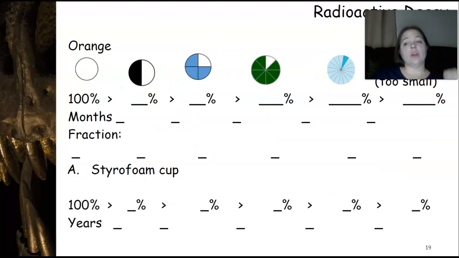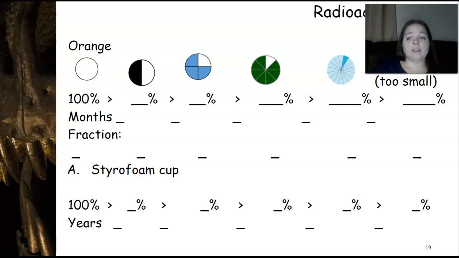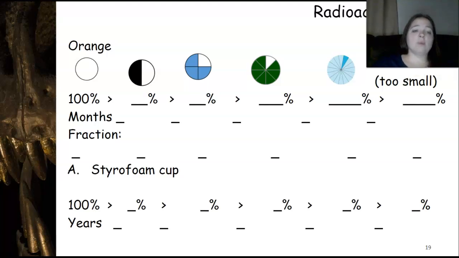All right. So with radioactive decay, say I put an orange on my desk at school and I let you guys watch it the whole school year, and I didn't even touch it. You guys were watching and you're like, what the heck is she doing with this? Well, you would notice over time that it would start to shrink and get smaller and smaller. So when I started it, it'd be full, 100%.